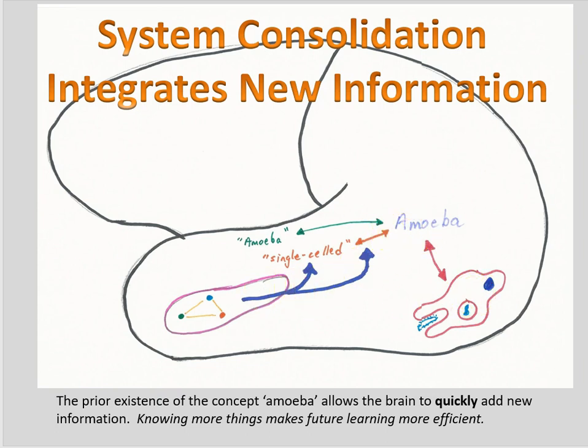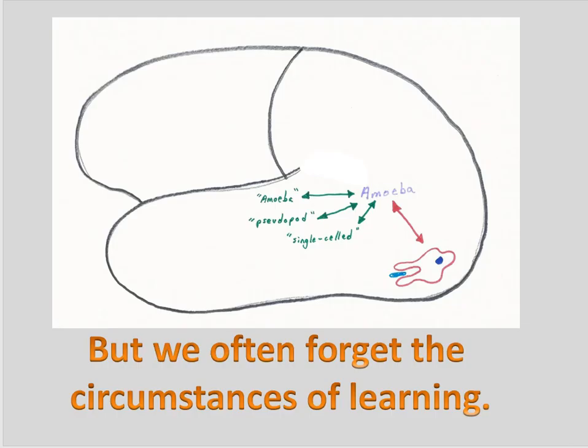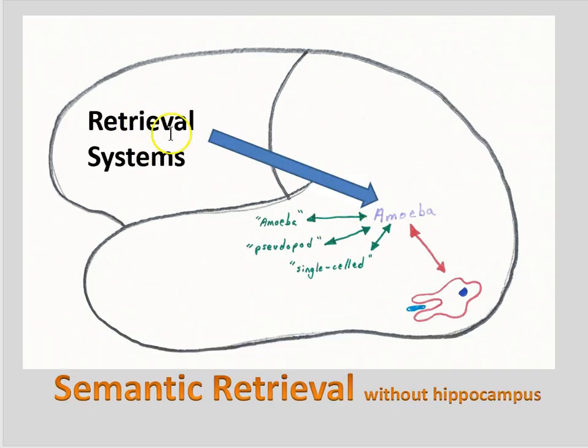Again, if we're doing episodic retrieval, we are retrieving lots of details in the context of the circumstances of learning. Oftentimes we forget the circumstances of learning. Nevertheless, if system consolidation was successful, we're going to have lots of information stored in our cortex that can be retrieved by other brain systems. Frontal lobe brain systems can retrieve that even without a hippocampus.